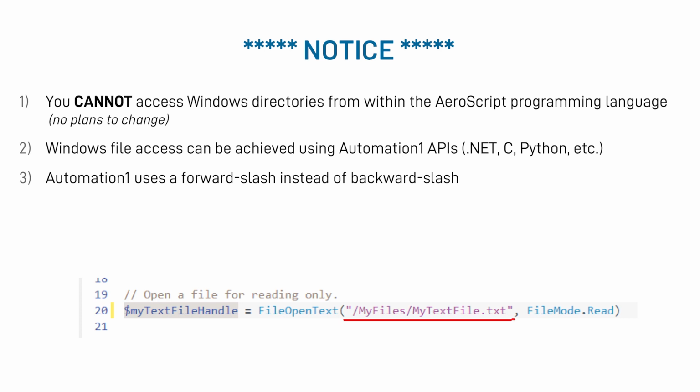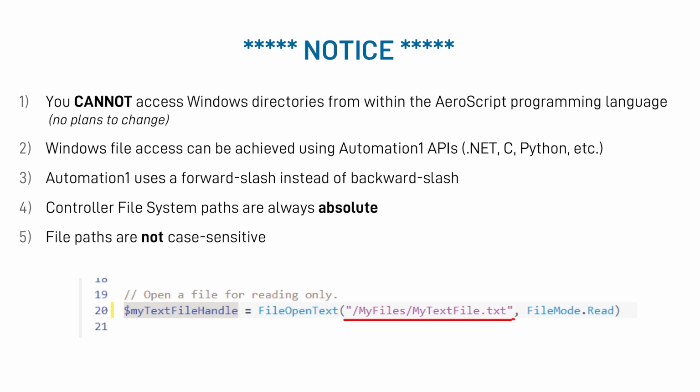Like a Windows file system, however, all paths are absolute paths within the controller file system, meaning there is no assumption about where the file is being stored if you don't give it an absolute file path. So if you do want to reference any file within the controller file system, you must provide the full file path on the controller. Additionally, controller file paths are not case sensitive. So a file with capital letters can be opened and written to using non-capital letters from within programming commands.